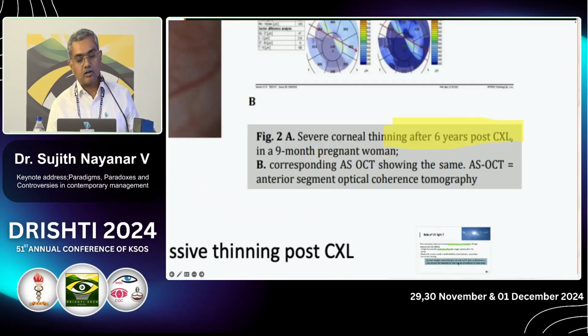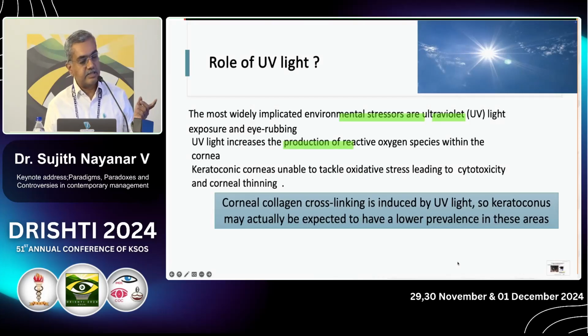So what could be the cause for it? Going back to the previous slide, we have been telling that we are using oxygen radicals as well as the riboflavin radicals for the cross-linking.